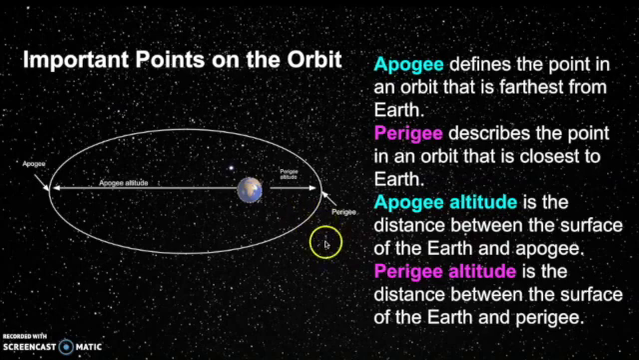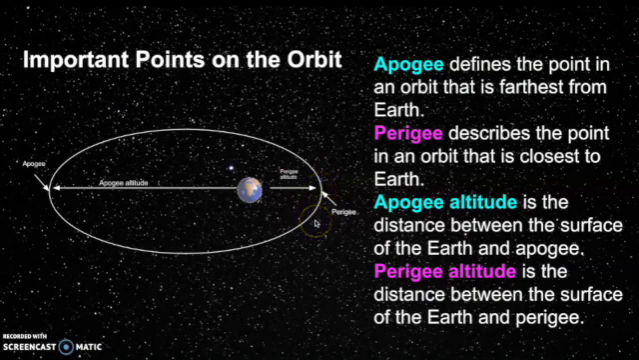Okay, just a few more vocab words that I want to put out to you guys. First, we need to look at the apogee, and the apogee defines the point in orbit that is farthest from the Earth. So in this graphic over here, we have Earth. This point right here is our apogee. Now, the inverse of that is perigee, which is the point in an orbit that is closest to Earth. So on the back side of this is our perigee. This is where our satellite is closest to Earth.